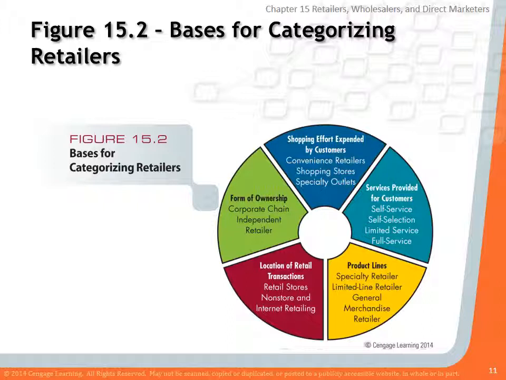And the last classification I want to talk about is by retail transaction. Most retail transactions occur in stores. However, non-store retailing is used for generating orders for both consumer and B2B marketers.